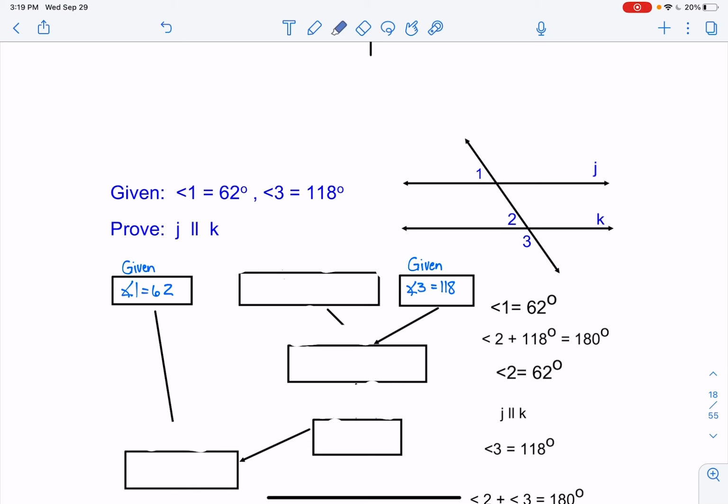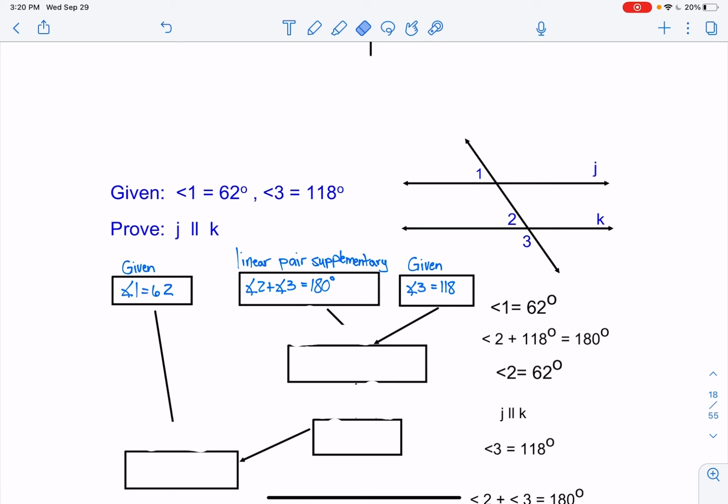Now I look at my picture over here and I say, all right, what are some other relationships I know? Now you could say, well, Mr. Dorr, those two are corresponding, so they're congruent. Yeah, that's assuming that we know these two lines are parallel. But we're trying to prove they are parallel, so we can't just assume that. So we have to use something else. Well, no matter what, whether or not these are parallel, I do know for a fact that looking at these two angles, they have to add up to 180 because they're a linear pair. So let's say that.